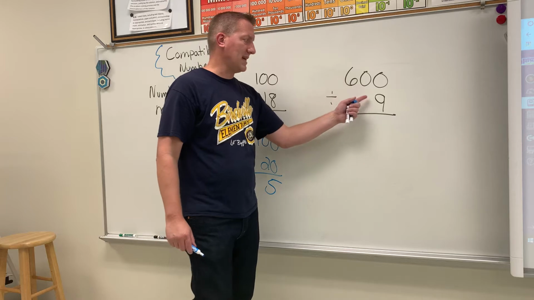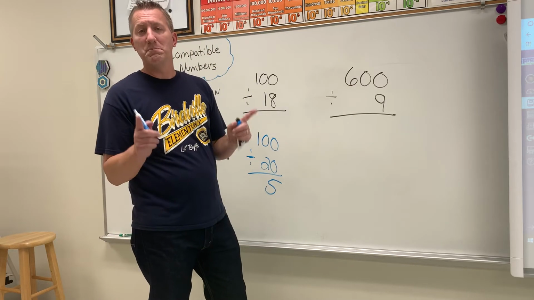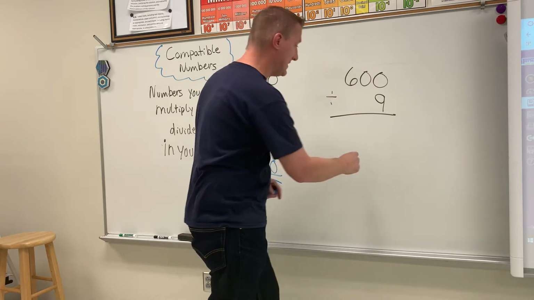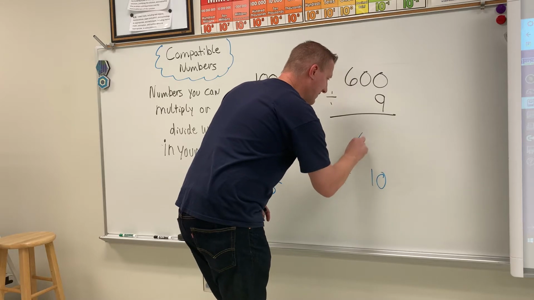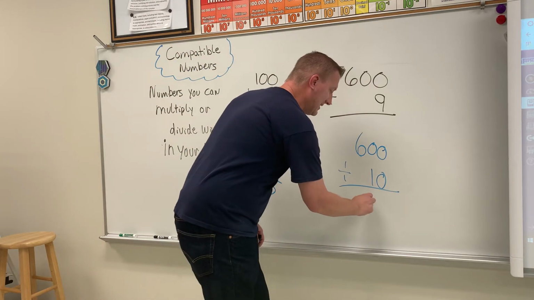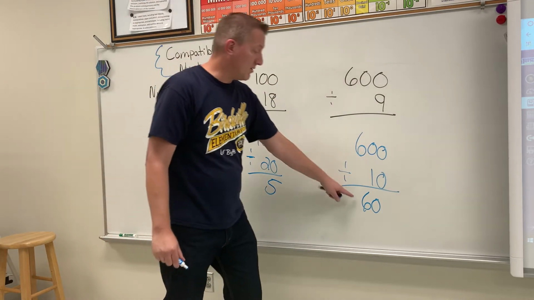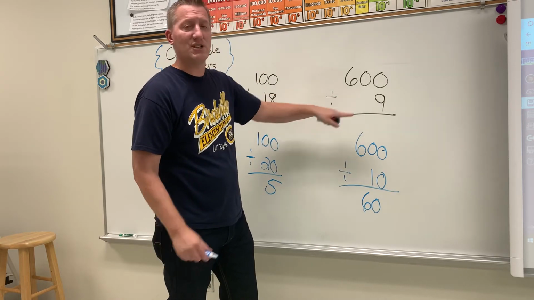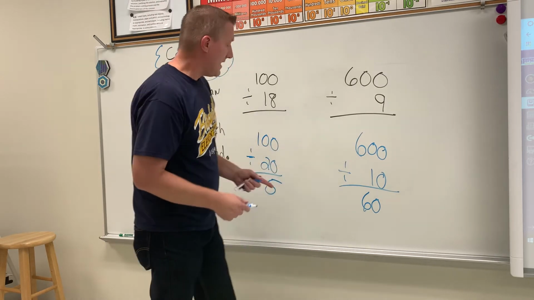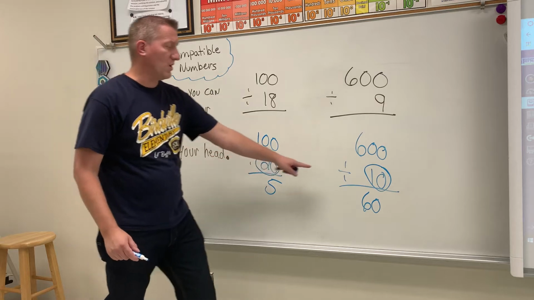Okay, let's look at this example over here. I have no idea how many times 9 goes into 600. But if I round this up to 10, and if I divide 600 by 10, I know exactly what that answer is. 10 goes into 600 60 times. So I know the answer is really close to 60. It's very close to 60. So these would be my compatible numbers, 20 and 10.